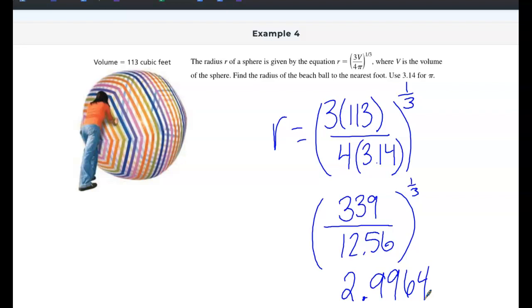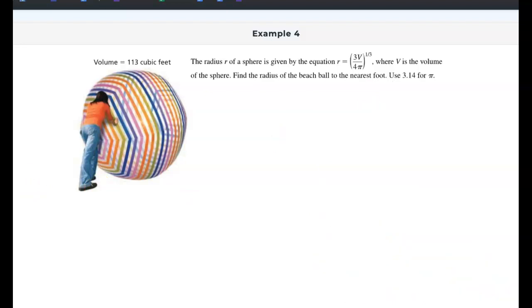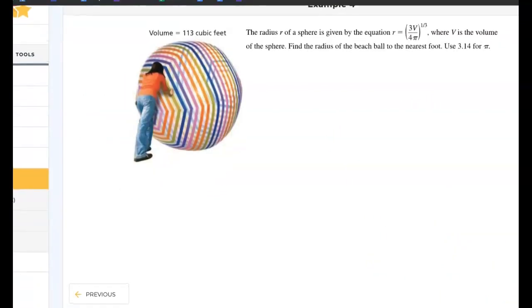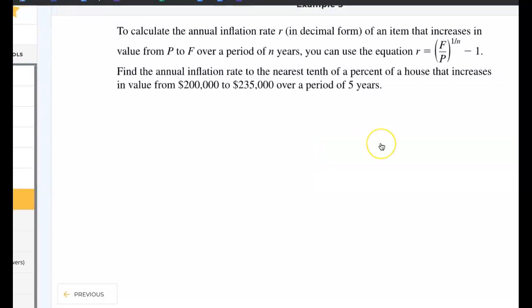Okay, so then it says to round to the nearest foot. So I would write 3 feet. I guess it was going to be about 3 feet, because if that's a regular sized person next to that ball... That'd be a short person. I am 5'4". How short do you think that person is? It's still not 3 feet. We round 2.99964.